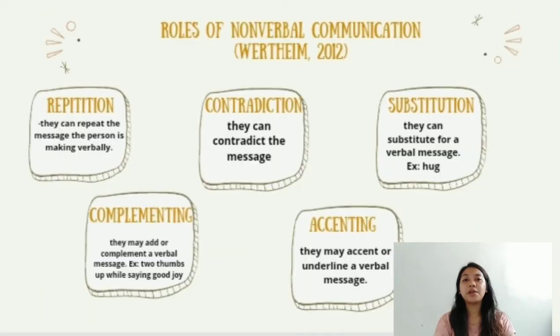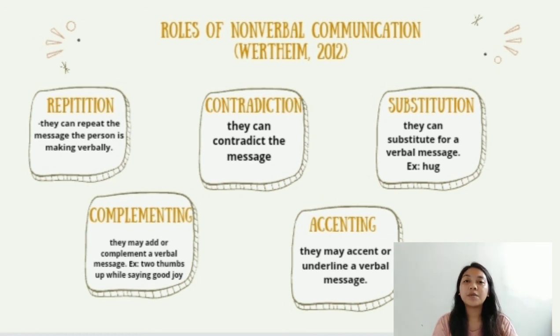So, rules of nonverbal communication. The first is repetition. They can repeat the message verbally. For example, when someone asks for directions, you often repeat your answer with gestures. Next is contradiction. They can contradict the message that you are trying to convey to them. It's like you're sending mixed messages. For example, looking very upset while screaming, "I'm not angry." So the result is that people may think that you are untruthful.